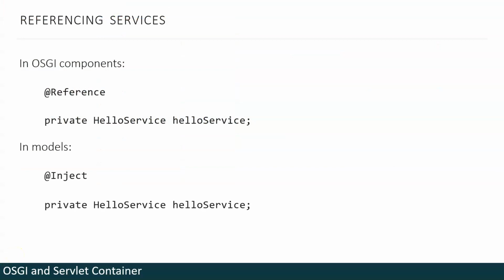Let's remember how OSGi services can be referenced. If you are in an OSGi component and want to inject the service, you just add the Reference annotation. If you are in a model class, and here is the Sling specific, you can use the Inject annotation. Now let's demonstrate that. So let's do that both in our demo project.